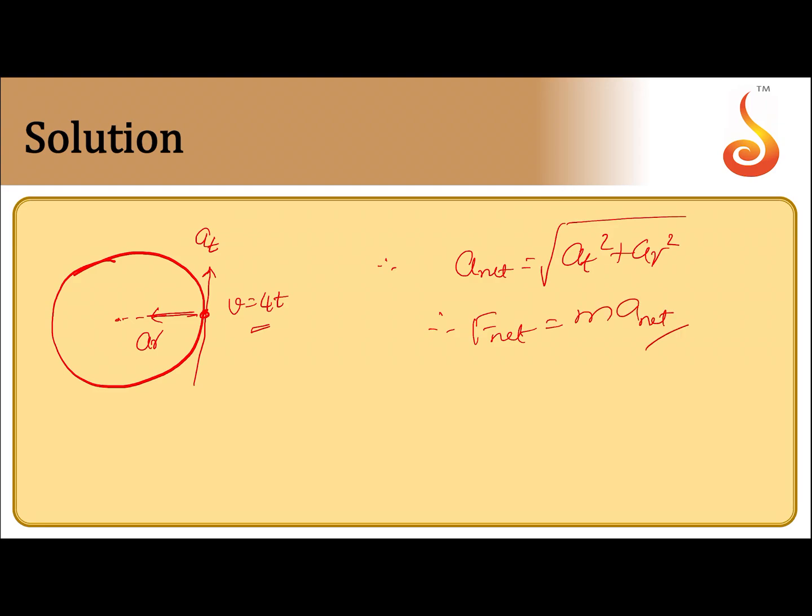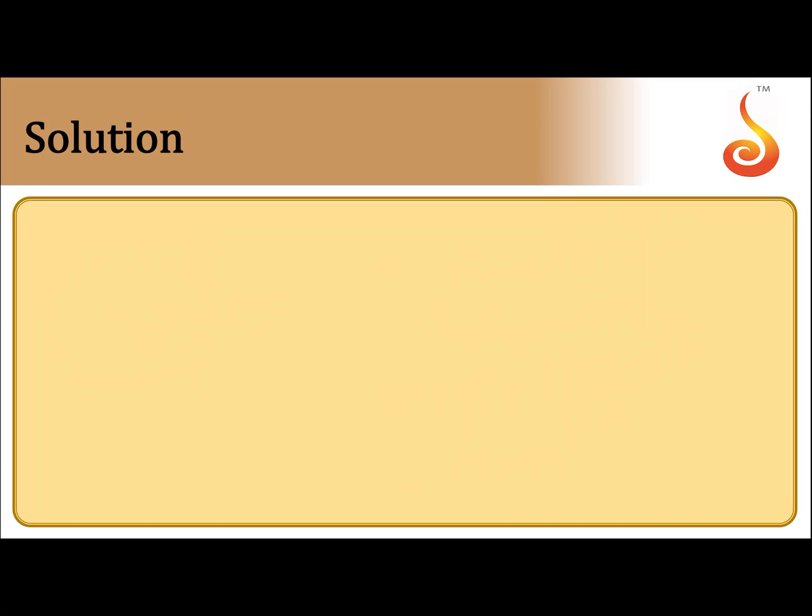So I need to get the value of net acceleration. To get the net acceleration, I need tangential and radial acceleration. Let us first take care of these two things. Radial acceleration, you know, is v square divided by r. V is 4t, 4 into 0.5. Why 0.5? At t is equal to 0.5. The radius is 20 centimeter, so 0.2. 4 into 0.5 is 2, 2 square is 4, 4 divided by 0.2 is 20. So 20 meter per second square is the radial acceleration.